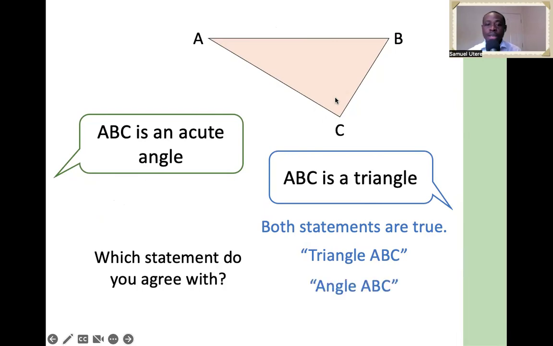And we can say angle ABC. So the person knows that the letters you're using refer to the angle ABC, knowing that the middle letter B refers to the position of the angle you're talking about. So ABC.